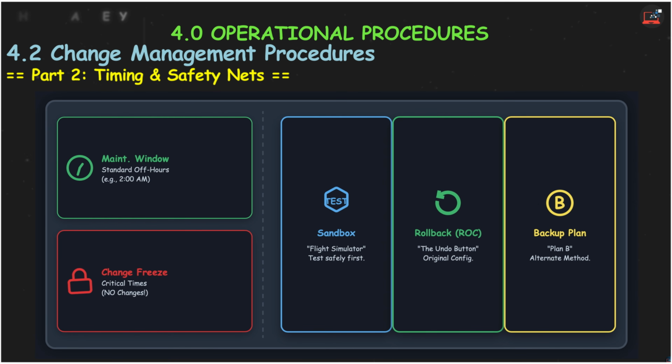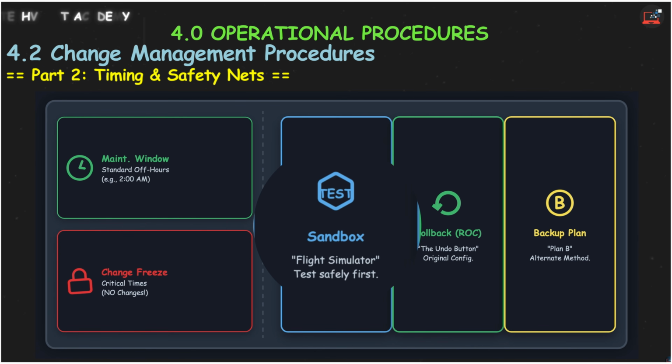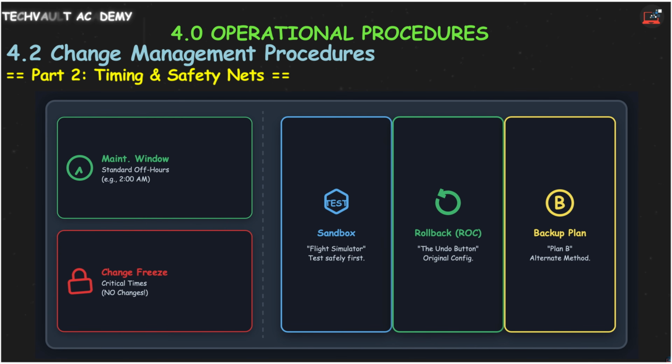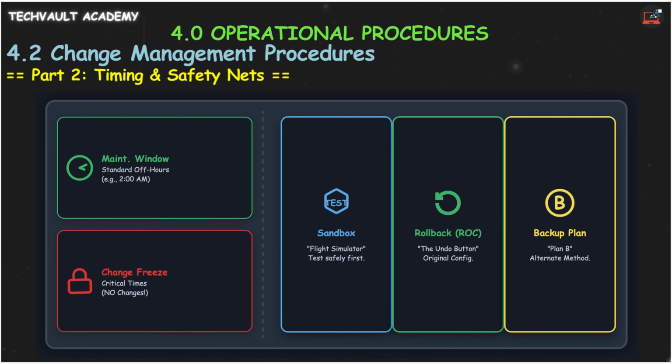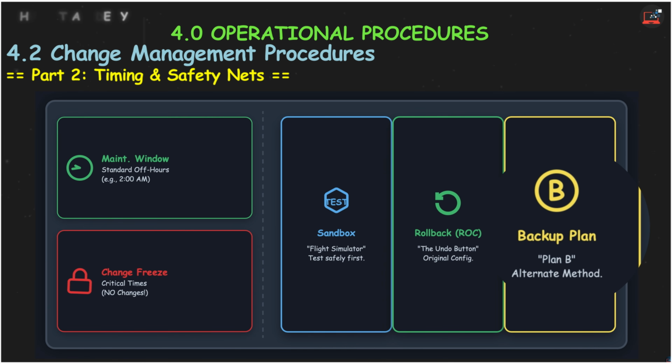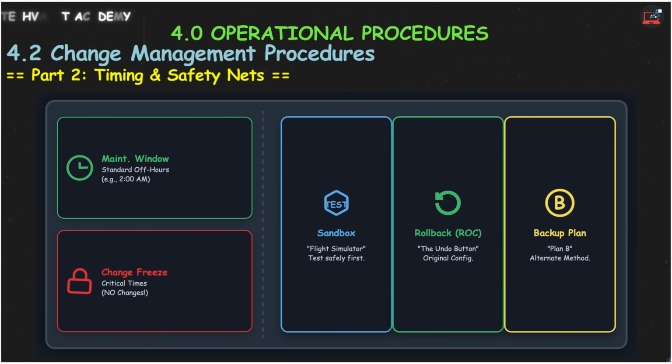First, use a sandbox. This is a self-contained flight simulator where you can crash the plane safely without affecting the live network. Next, you need a rollback plan. If the change fails, this is your strict procedure to return the system to its original configuration. And don't confuse that with the backup plan. The backup plan is your plan B for the implementation itself, like having a flash drive ready in case the internet goes down while you are downloading a patch.